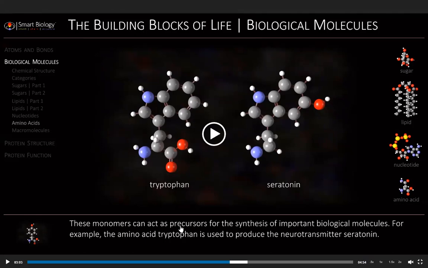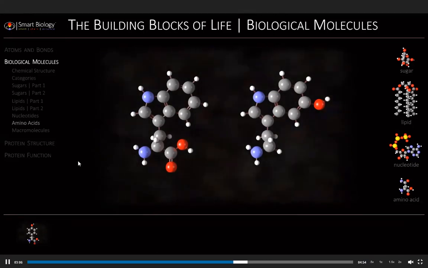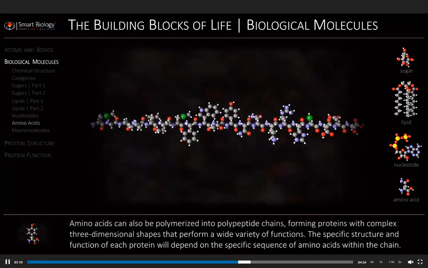So these monomers can act as precursors for the synthesis of important biological molecules. For example, tryptophan is used to produce serotonin. And there are many examples of individual amino acids being used to synthesize neurotransmitters and hormones. For example, the thyroid hormone is also synthesized from an amino acid precursor, and norepinephrine and epinephrine are all synthesized from amino acid precursors. They can also, of course, be polymerized into polypeptide chains.